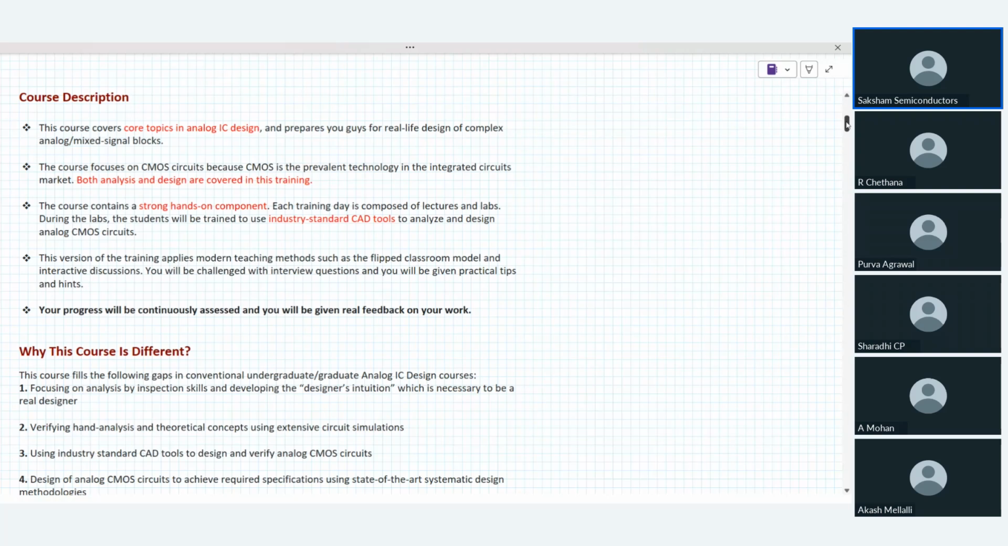Now let's try to understand why this course is different, what the course description is, and what it is that you're going to do. Like I told, we're going to understand the core topics in analog IC design, which is going to prepare you for all the real-life challenges in the design of complex analog and mixed-signal blocks. And what does that mean? That means it is going to be beneficial for your upcoming placements, or maybe for your job hunt. And since you are working on real-time projects, you can portray those as mini projects or capstone projects in your resume, and ensure that you grab the opportunity. So that would be our core intention.